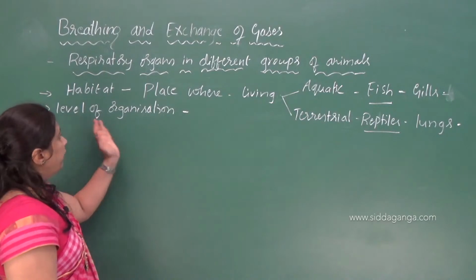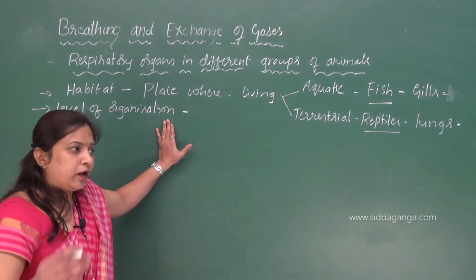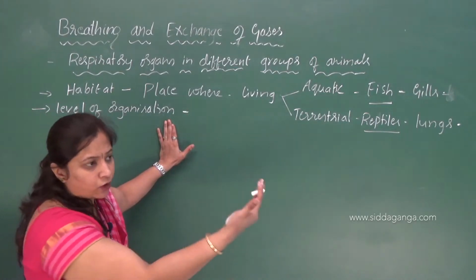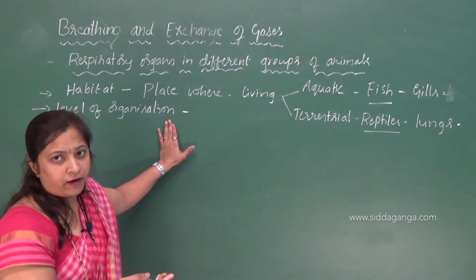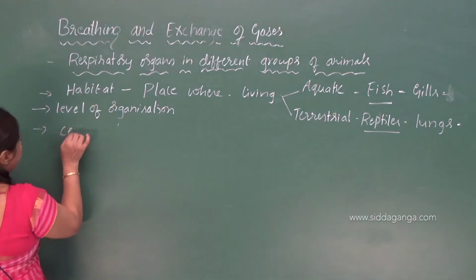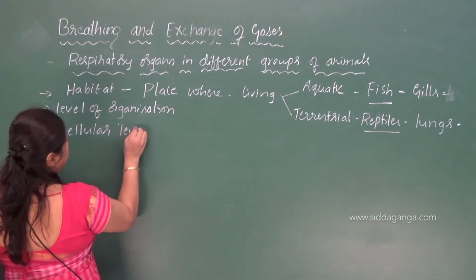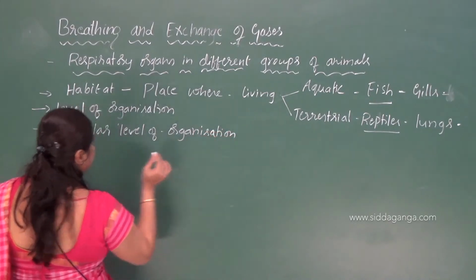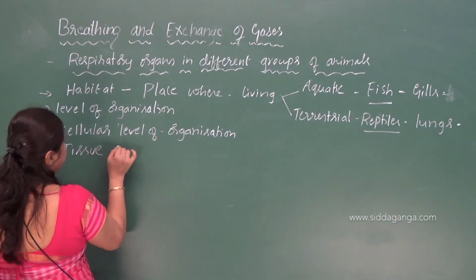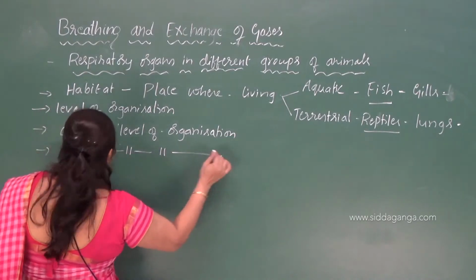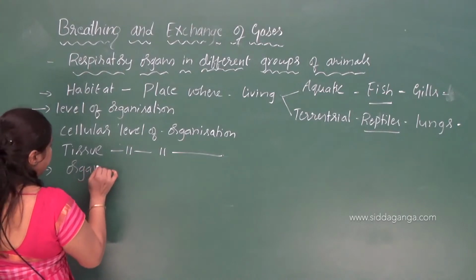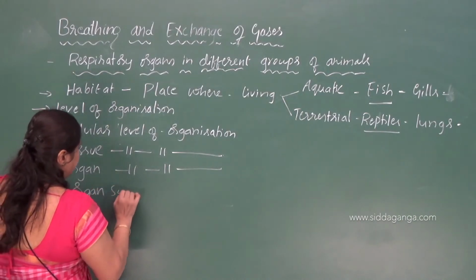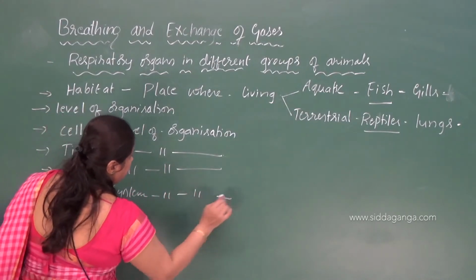And it also depends upon the level of organization in animals. Starting from lower organisms to higher animals, the animals will show different levels of organization, that is cellular level of organization, tissue level of organization, organ level of organization, and organ system level of organization.